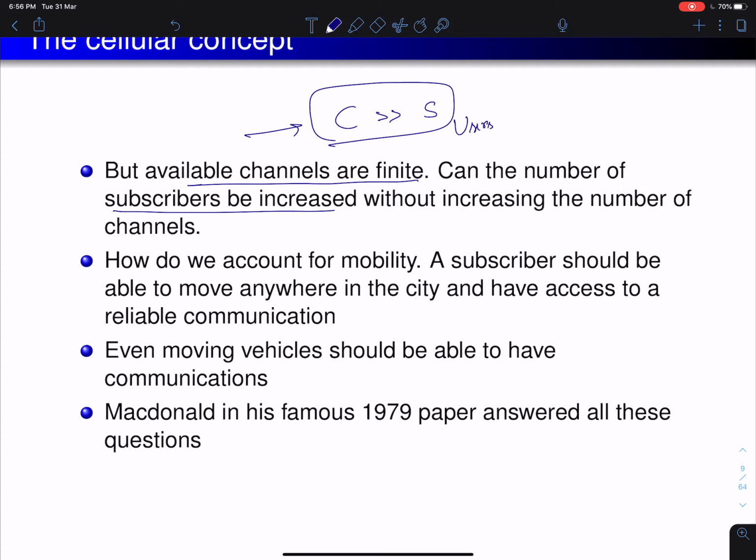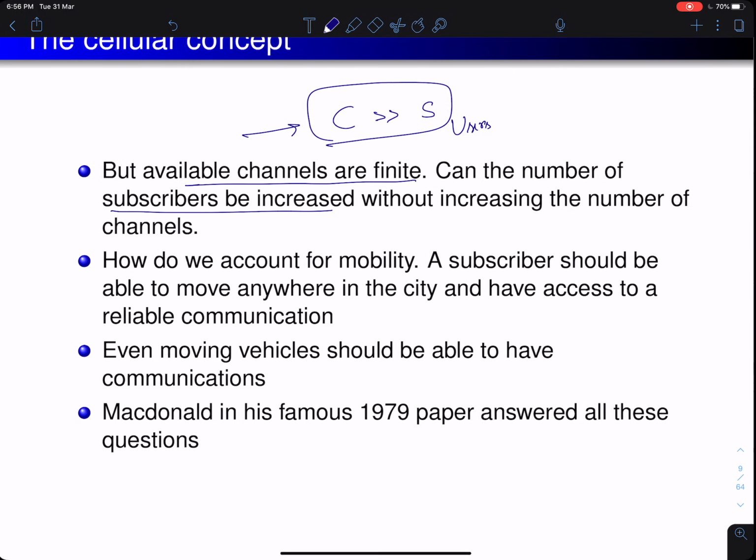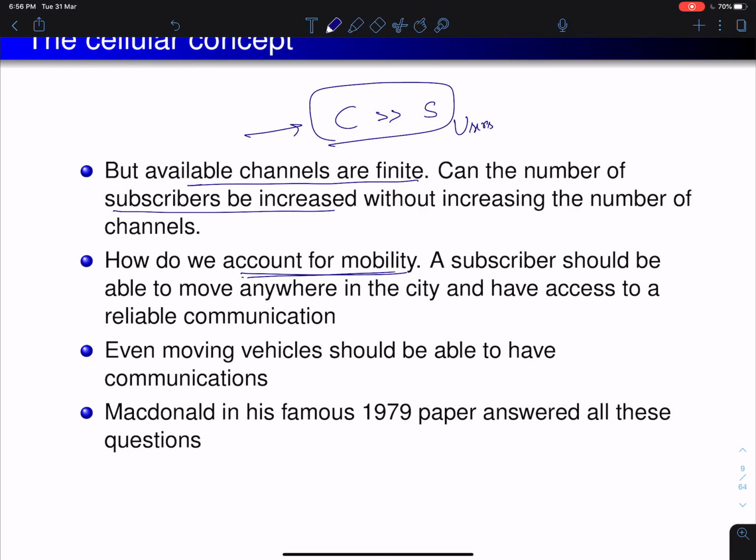Second thing is that once you go wireless, you can actually move. So now, as you start moving from your location, whether you are in a car, on a bike, or on a regular pedestrian walk, your phone should not have a call disconnected. You should still be able to connect. So that was the second problem that they had to solve. So how do we actually account for mobility? Cell phones, especially cellular communications, take mobility into account. So even if you are moving, you will actually have access to the communications. Okay, moving vehicles, obviously. So even on a moving vehicle, you should be able to account for that as well.